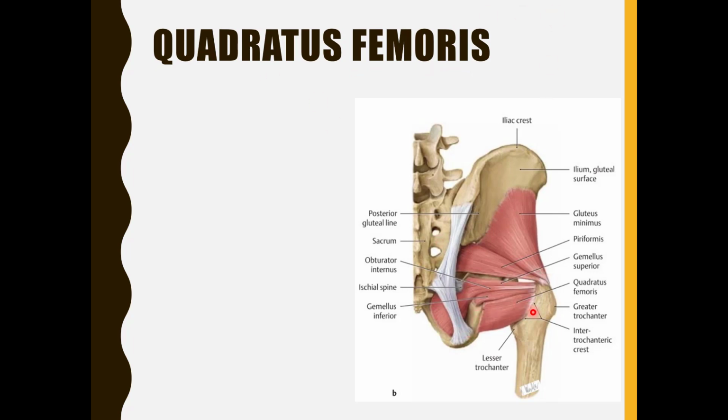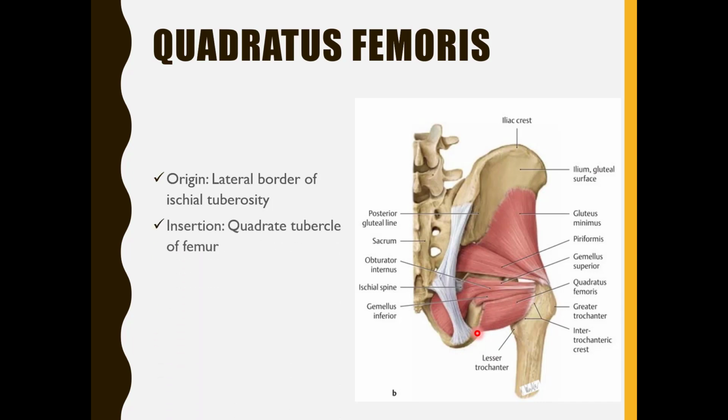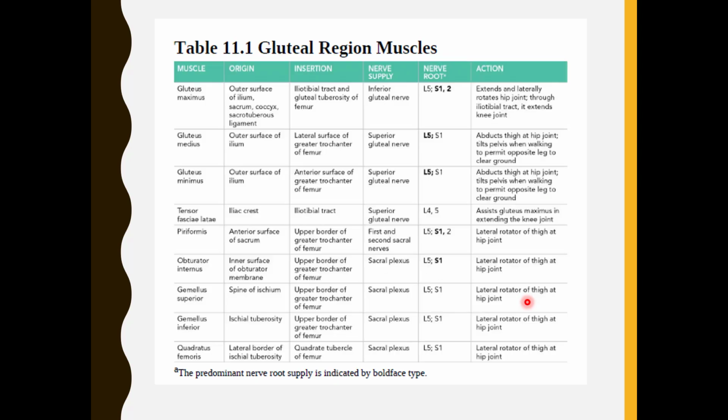See here, this is a quadrilateral shaped muscle which is called the quadratus femoris muscle. It originates from the lateral border of the ischial tuberosity. It is inserted over the quadrate tubercle on the femur. It is innervated by the sacral plexus. It is also a lateral rotator of the thigh at the hip joint. So all these four muscles are lateral rotators of the thigh at the hip joint, which are superior gemellus, obturator internus, inferior gemellus and quadratus femoris muscle, along with the piriformis muscle.